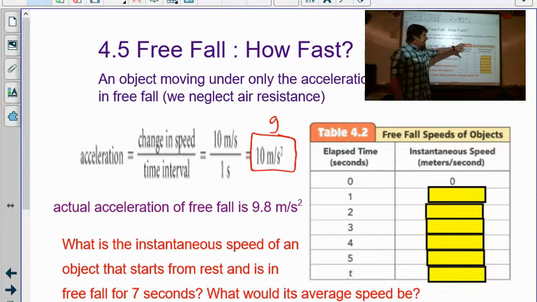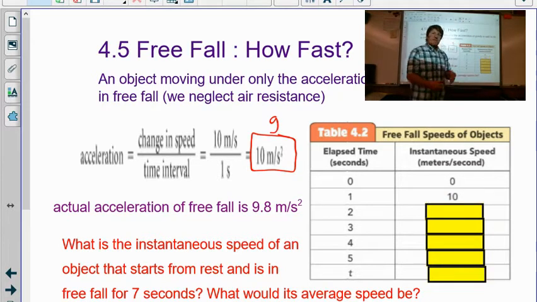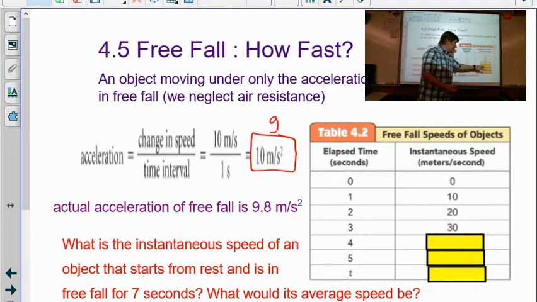So this table, and I kind of reproduced it on the paper for you, is really easy. When we're talking about how fast something is going when we drop it, if it's accelerating at 10 meters per second squared for 1 second, then after 1 second, it will be going 10 meters per second, okay? And then it's just simple math from here. After 2 seconds, if it was going 10 here and it's going to accelerate another 10 meters per second, here it will be 20, and then 30, 40, 50.